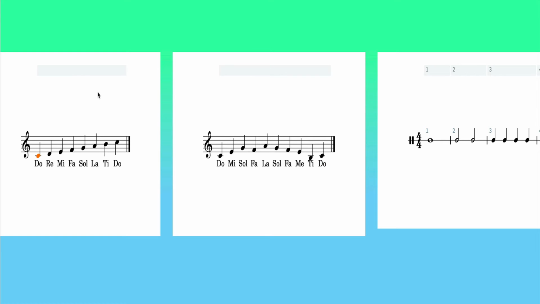Another way to do this is with scale degree numbers. Each scale degree gets a number, 1, 2, 3, 4, 5, 6, 7, and then you can use either 8 or 1 again. So I'm going to put in here 1, 2, 3, 4, 5, 6, 7, and then 8 or 1.